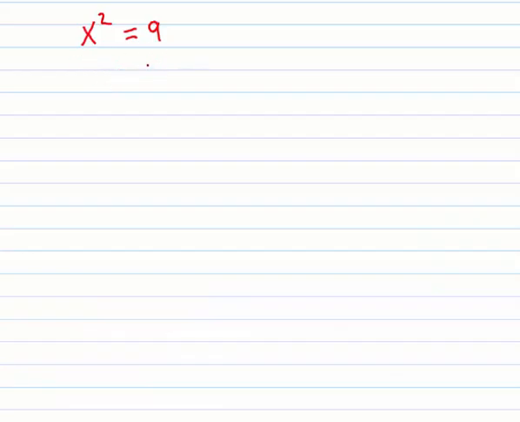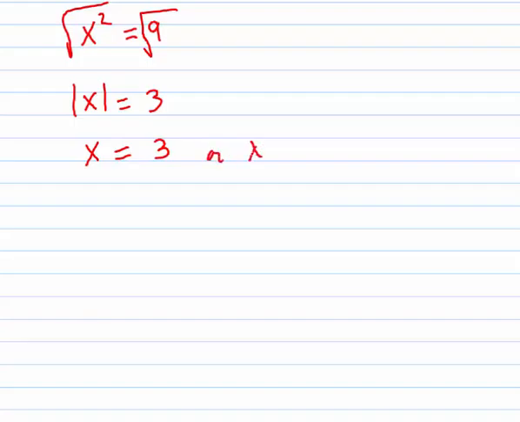Well, how do we solve that? Well, we just take the square root of both sides. So the square root of this is going to be equal to the square root of that. And so we have x is equal to 3. But it could also be equal to minus 3, because it's really the absolute value. This turns out to be the absolute value of x is equal to 3. So x is equal to 3, or x is equal to minus 3. And we basically just say x is equal to plus or minus 3.